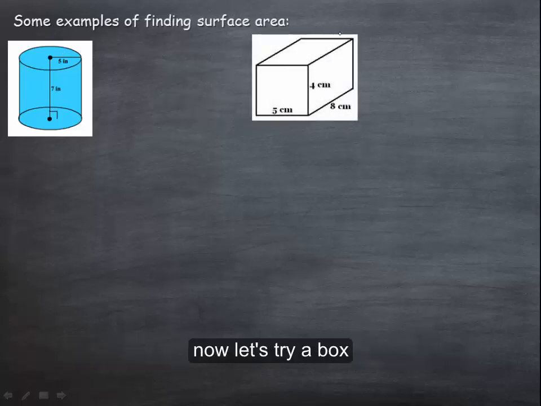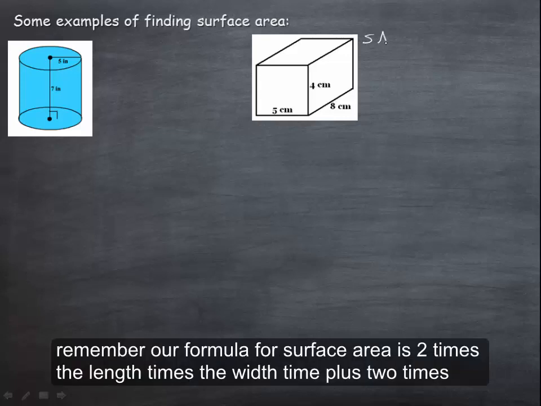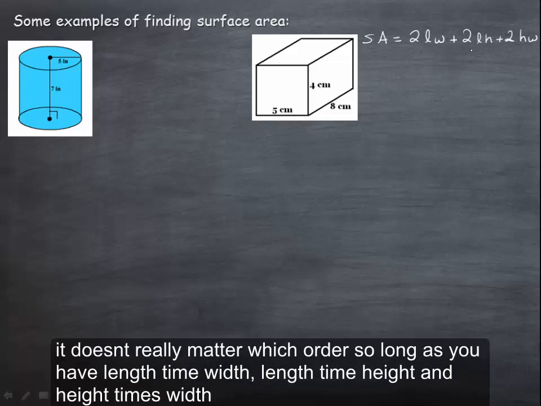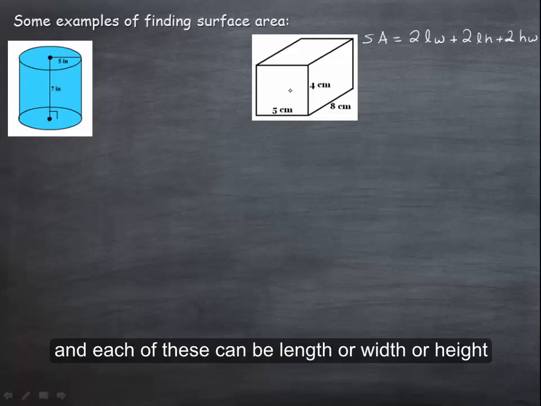Now let's try a box. Remember, our formula for surface area is 2 times the length times the width plus 2 times the length and the height, and 2 times the height times the width. It doesn't really matter which order, so long as you have length times width, length times height, and height times width. And each of these can be length or width or height.